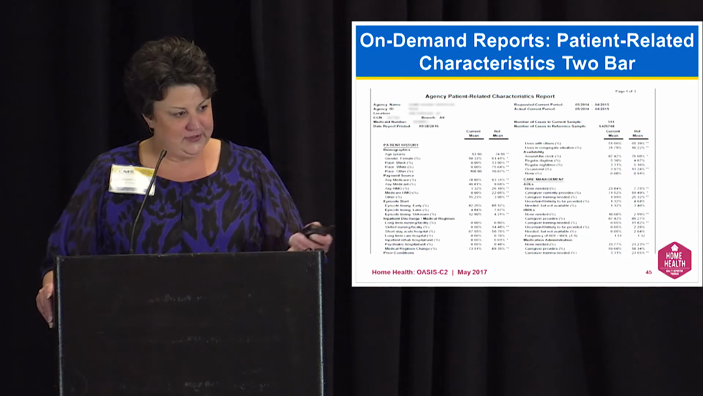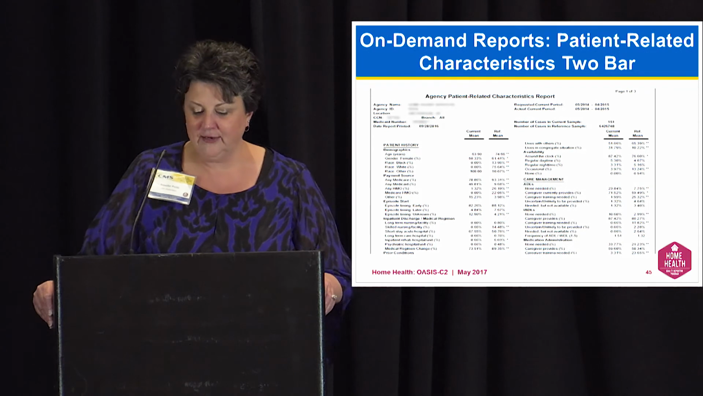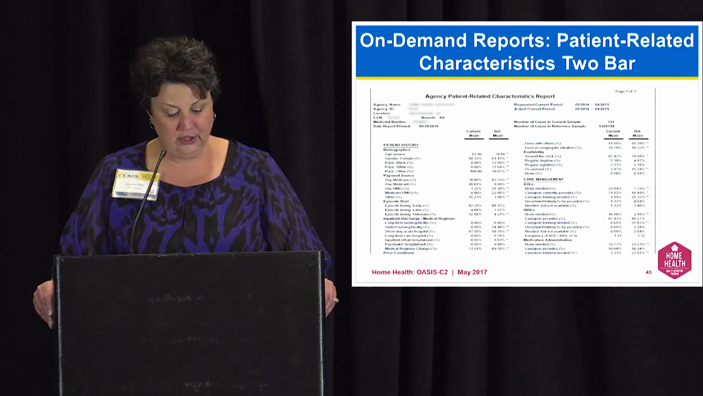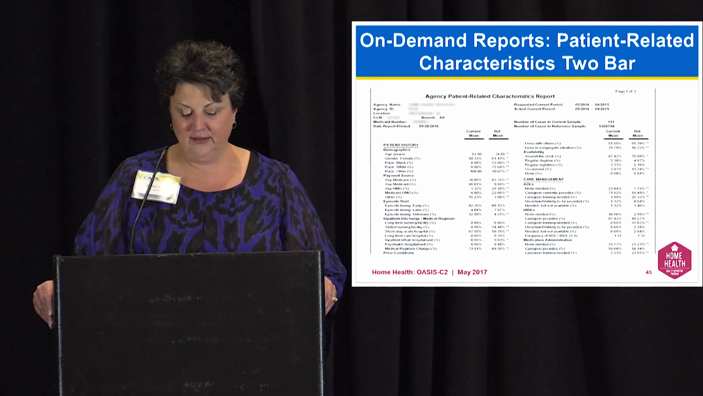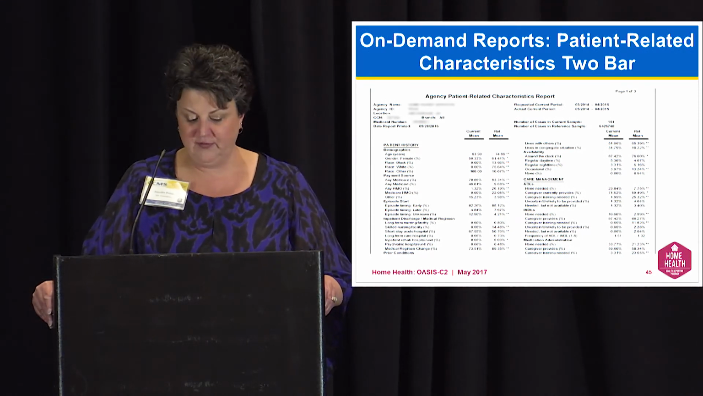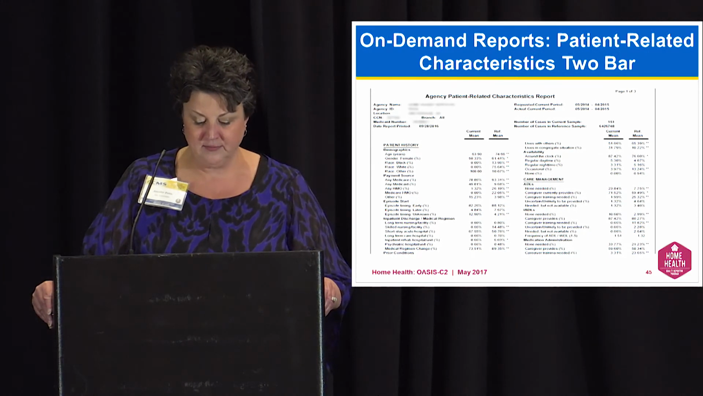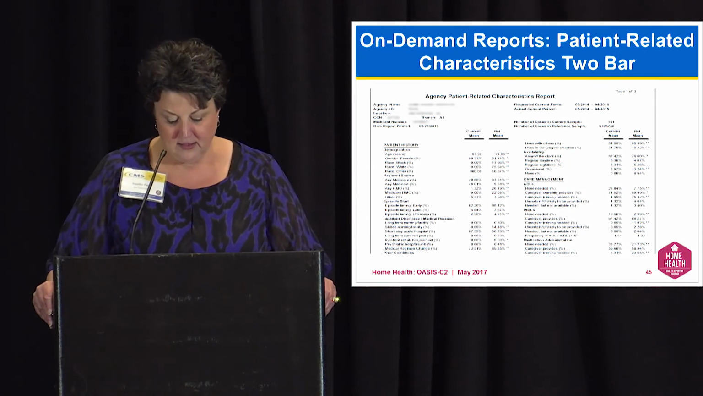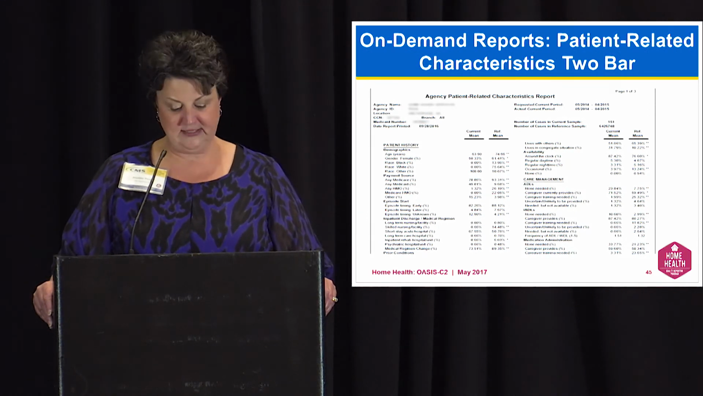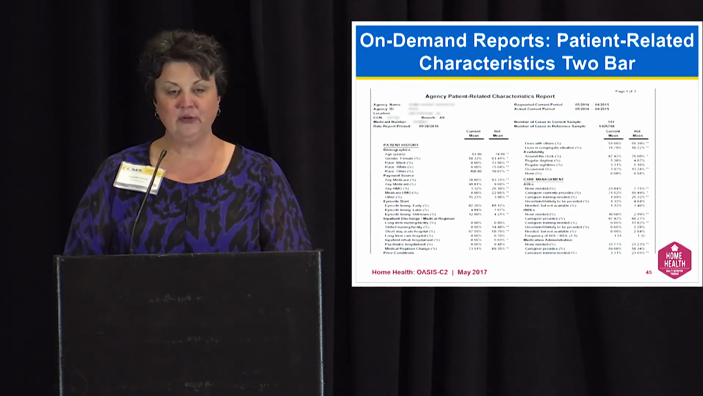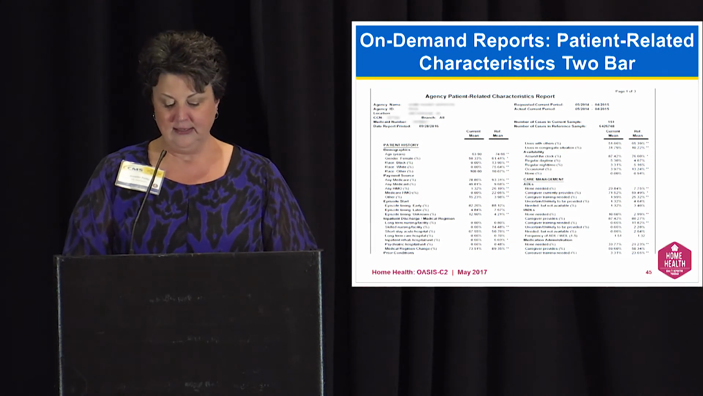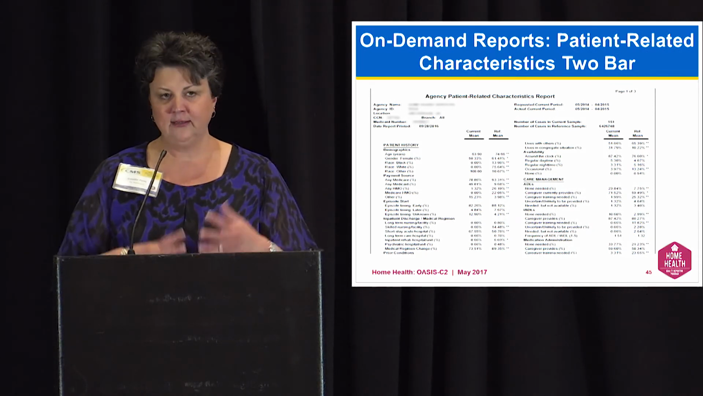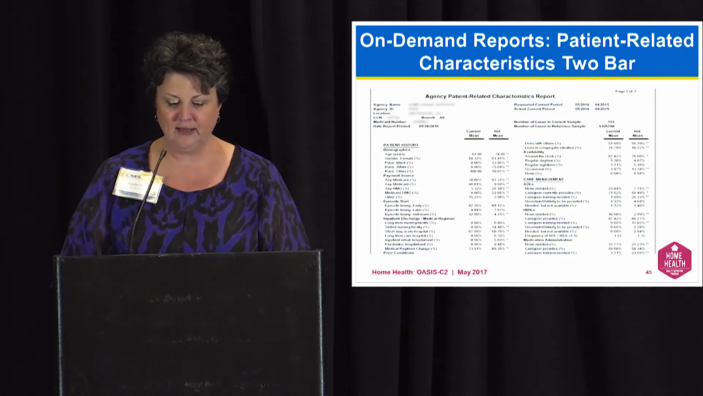So let's take a look at the first one, and that is the patient-related characteristics 2-bar report. This report compares in a 2-bar chart the home health agency's mean values for approximately 250 patient-level characteristic items to those in a national reference sample for a specific period of time. Some categories of the characteristics include things like patient history, general health status, care management, integumentary status, and activities of daily living. Again, there's lots of others. Those are just a few of the categories.